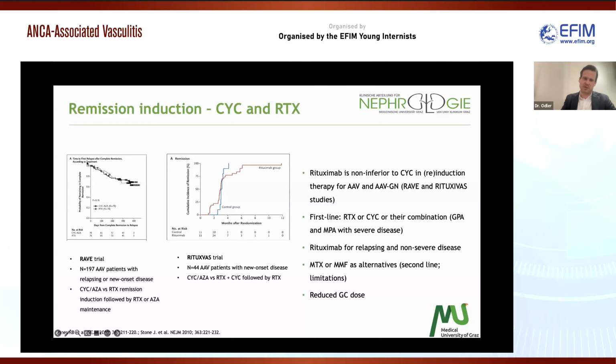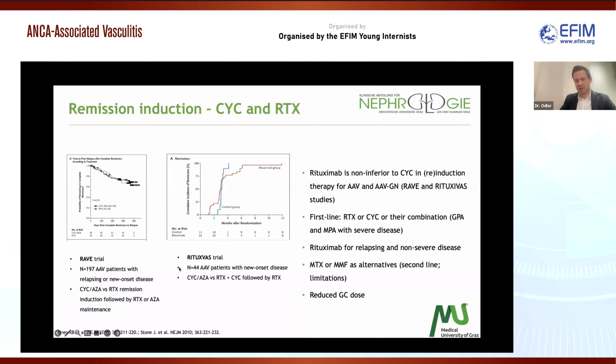What was the difference between these 2 studies? Both of these studies were published in 2010 in the New England Journal of Medicine in the same issue of the journal. So this is why I asked this question. The RAVE trial was the bigger trial involving almost 200 patients with relapsing or new onset disease, who were randomized to either receive cyclophosphamide induction therapy followed by azathioprine maintenance therapy, as compared to rituximab remission induction followed by rituximab or azathioprine maintenance therapy.